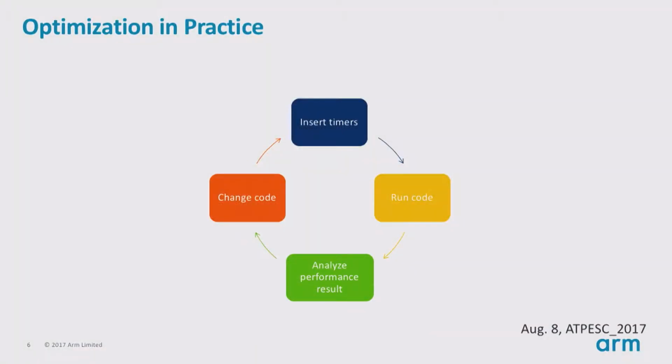Now, when it comes to optimization, you did a debugging exercise, you made the code correct, and now you want it to run faster. So you insert timers, you run the code, you look at the results from the timers, you change the code. Because you changed the code, you may have to insert new timers, and you keep going through this cycle to try to make it run faster and faster until you reach the roofline.